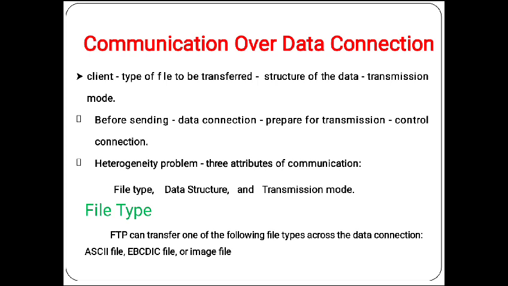Communication over data connection. The client must define the type of file to be transferred, the structure of the data, and the transmission mode, before sending the data through the data connection, to prepare for transmission via the control connection. The heterogeneity problem is divided into 3 attributes of communication. First one, file type. Second one, data structure. Third one, transmission mode. File type. FTP can transfer one of the following file types across the data connection: ASCII file, EBCDIC file or image file.